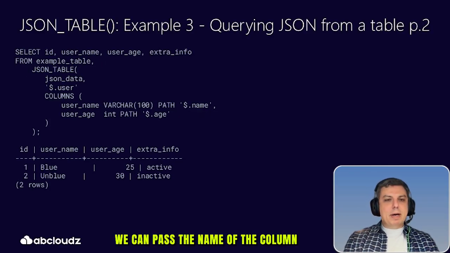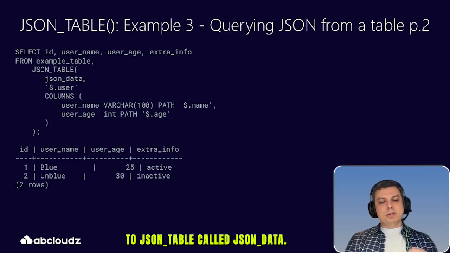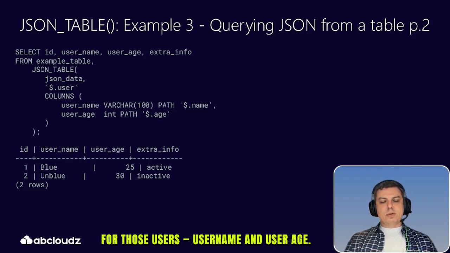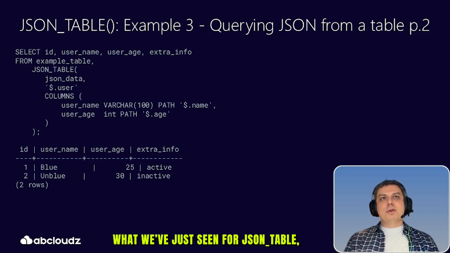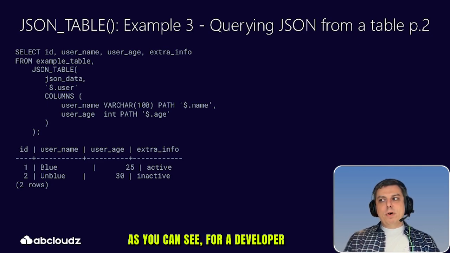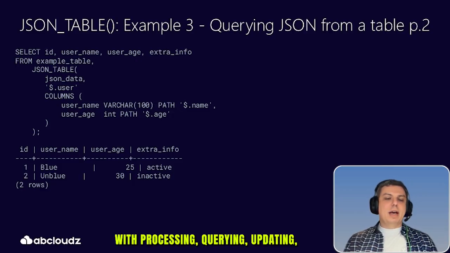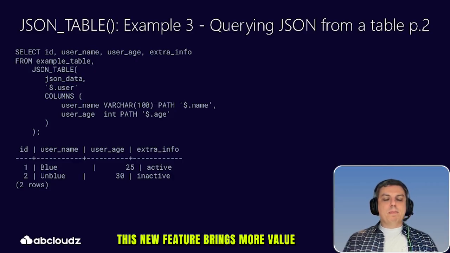So as you can see, we can pass the name of the column, which is the first parameter to JSON_TABLE, called json_data. We also provide the JSON path. So we want to look for a user attribute, and we specify two different columns for those users, username and user_age. To summarize what we've just seen for JSON_TABLE, as you can see, for a developer whose daily work is connected with processing, querying, updating, and displaying JSON data, this new feature brings more value and gives more flexibility.